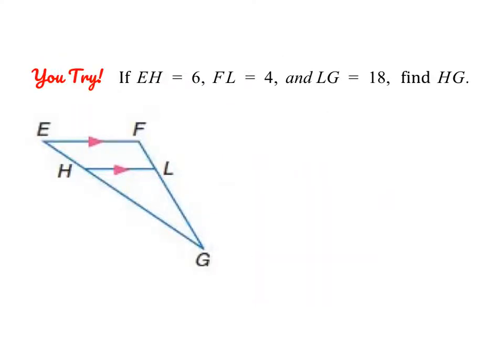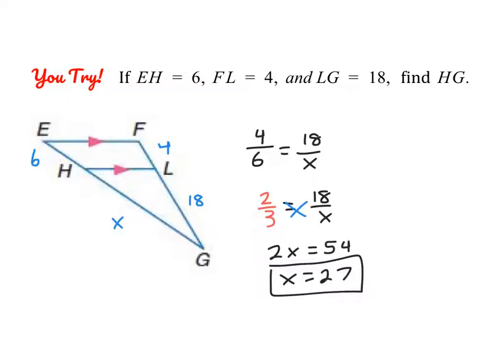All right, so go ahead and pause the video and give this problem a try. Okay, let's check our work. You can see I labeled the parts, and then I set up the ratio 4 over 6 equals 18 over x, then I simplified and cross multiplied.